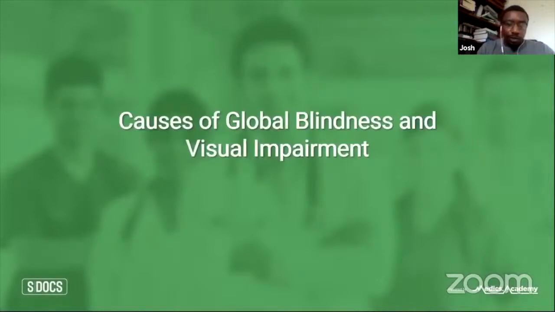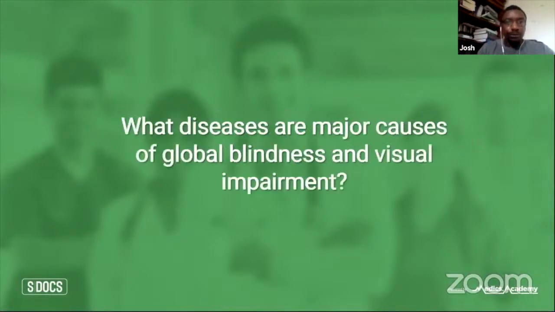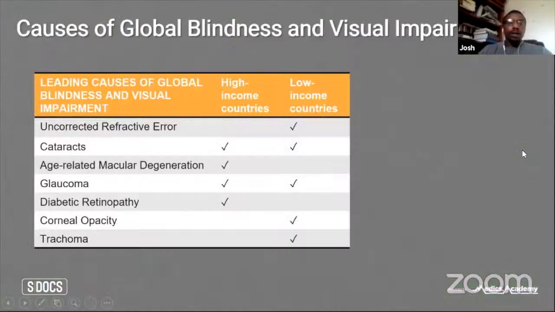So now we'll just look at some of the causes of global blindness and visual impairment. And again, I'd like you to think about what diseases are major causes of global blindness and visual impairment. So again, I'll give you 10, 15 seconds just to have a quick think about what some of these diseases might be. So I should have warned you that I was about to click off the slide there, but hopefully you did think of some of the answers to that, and they might be on this slide right now.